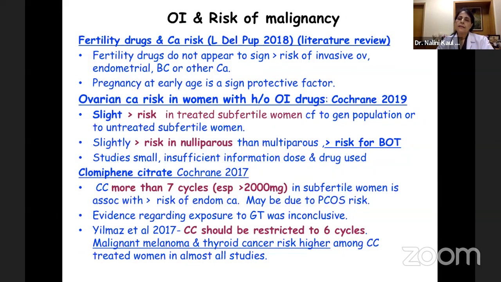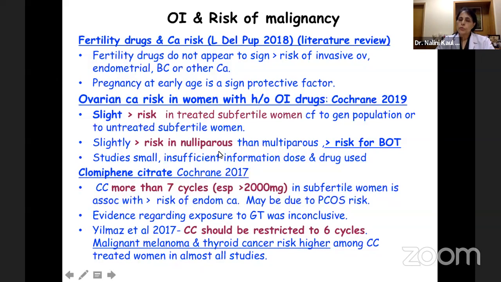And the last and final slide, which I think is very, very important because this is a concern which most people have, is the risk of malignancy with ovulation induction drugs. Now, a literature review says, and we can reassure our patients, that fertility drugs do not appear to significantly increase the risk of invasive ovarian, endometrial, breast, and other cancers. Pregnancy is protective. However, ovarian cancer risk is increased in women treated for infertility with ovulation induction drugs, that is, the subfertile women, as compared to the general population.